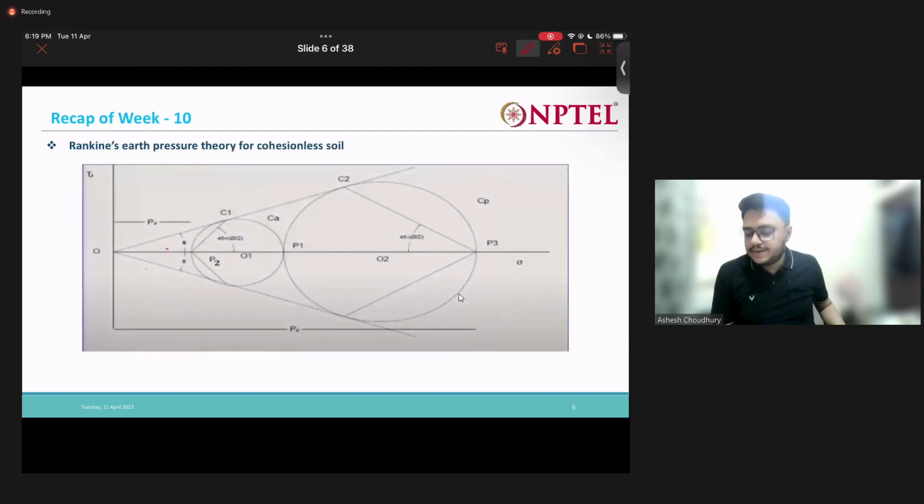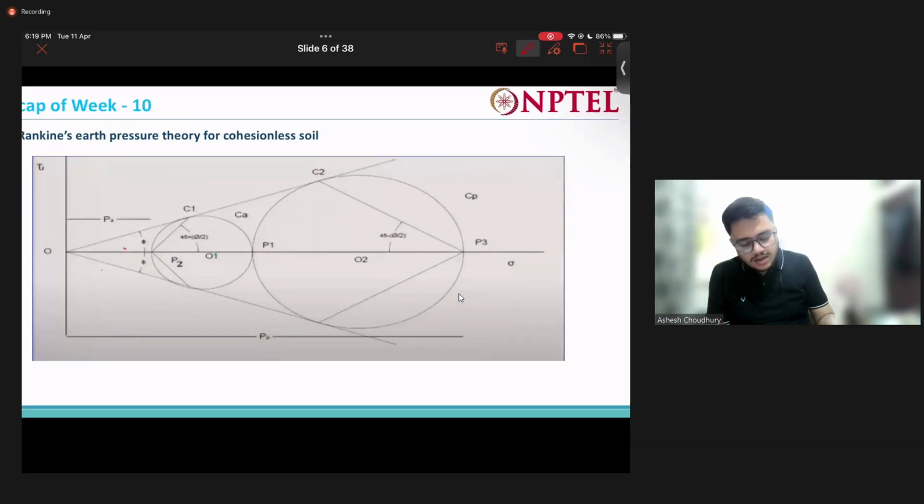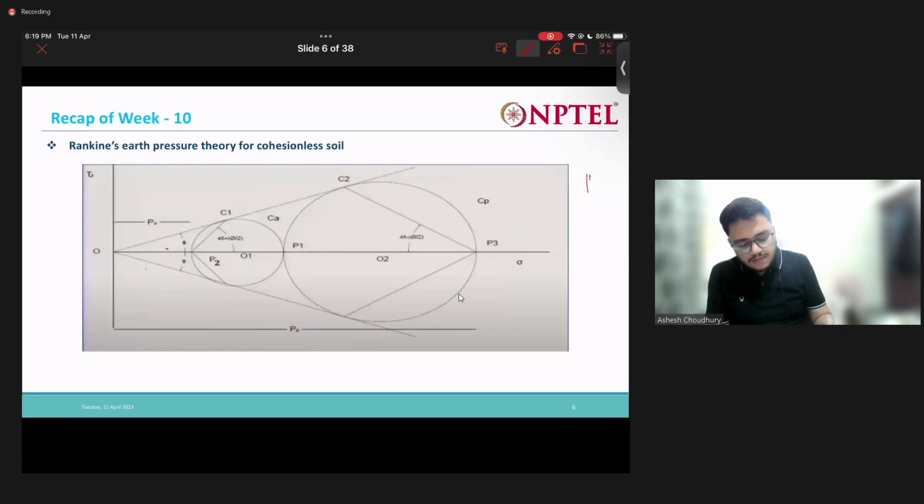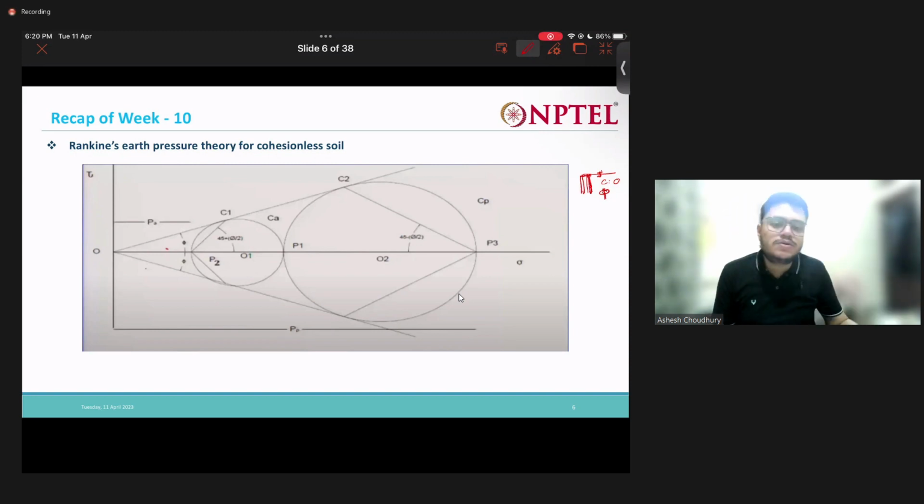Now Rankine gave earth pressure theory. Rankine actually gave earth pressure theory for cohesionless soil. Later it was extended to C-phi soil also. So in Rankine's case, we had a wall which was retaining a backfill soil, which has C equal to 0 and some amount of phi. It is cohesionless. C was 0.